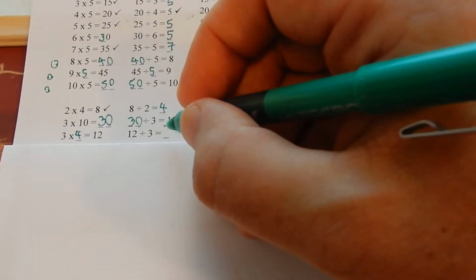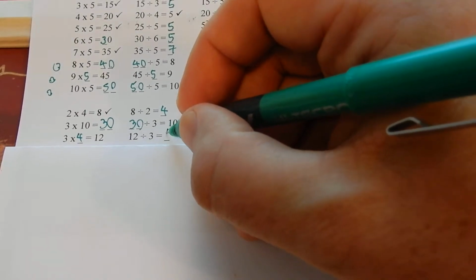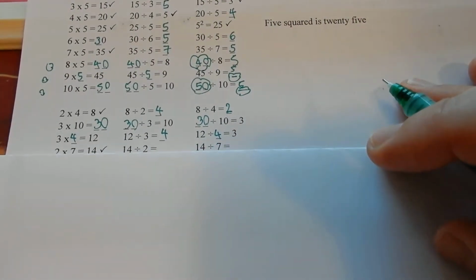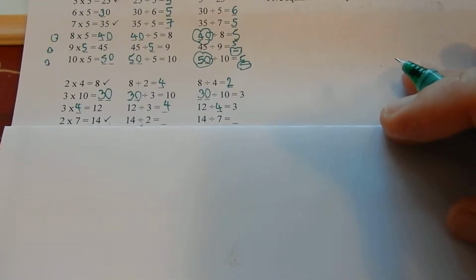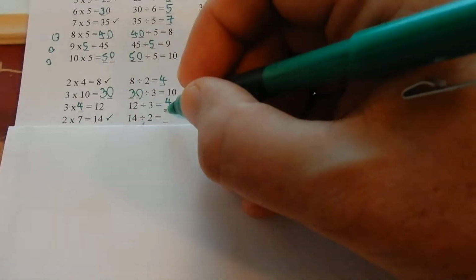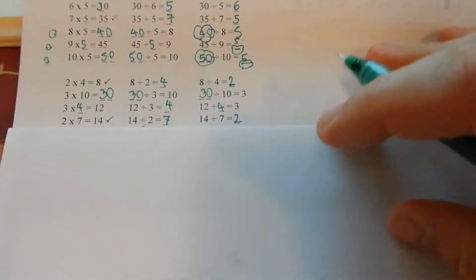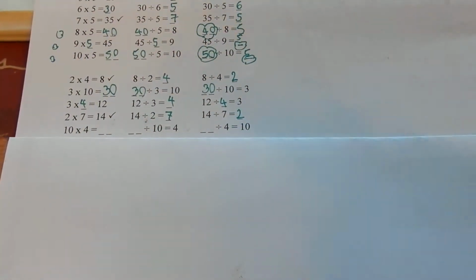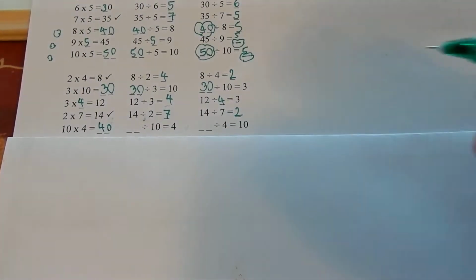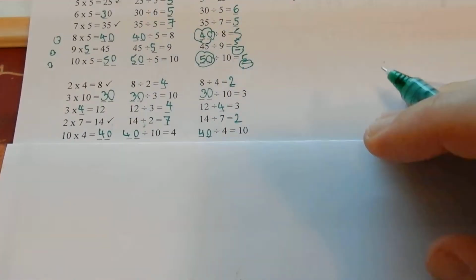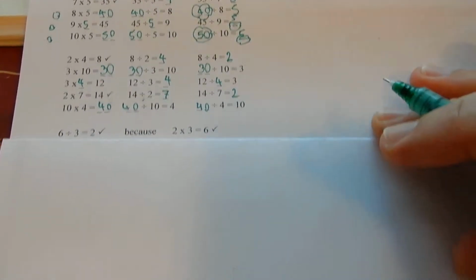3 times 4 is 12. 12 divided by 3 is 4. 12 divided by 4 is 3. 2 times 7 is 14. So 14 divided by 2 is 7. 14 divided by 7 is 2. Triads. 10 times 4 is 40. 40 divided by 10 is 4. 40 divided by 4 is 10.